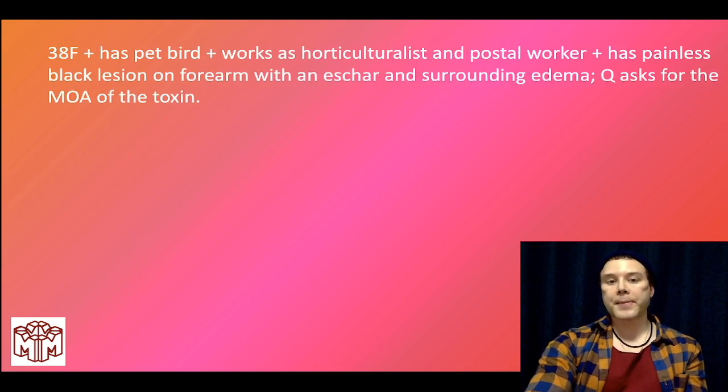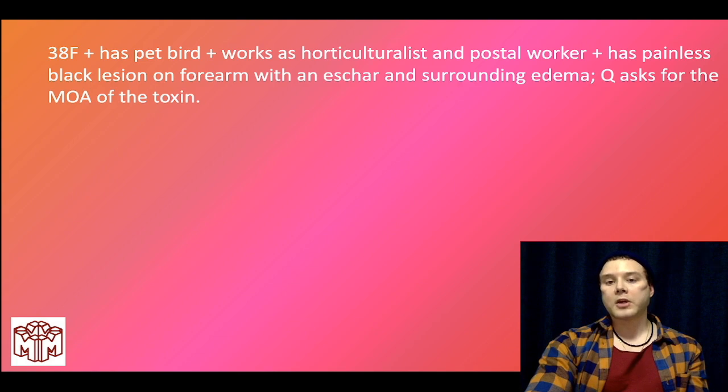38-year-old female, she has a pet bird, works as a horticulturalist and a postal worker. Horticulturalist, someone who's a gardener, works with plants, often for medicinal purposes. I've seen that in an NBME question, that's why I wrote it here. Has painless black lesion on the forearm with an eschar and surrounding edema. Q asks for the mechanism of action of the toxin.